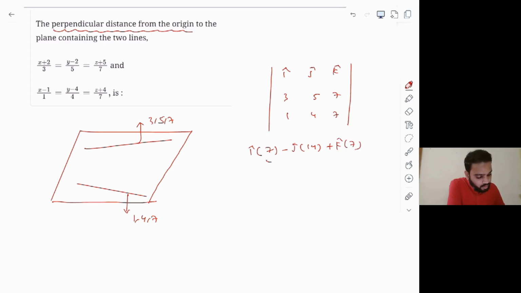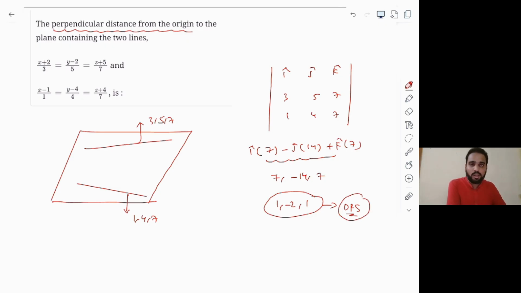So if you look at the coefficients of i, j, k, which are clearly 7 comma minus 14 comma 7, and if you want you can divide this by 7 and take the DRs as 1 comma minus 2 comma 1, because what we need is the proportions, right? You can divide by 7, and the result is what? 1 comma minus 2 comma 1. And what are these representing? The coefficients of i, j, k actually? They are nothing but the DRs of the normal to the plane. So successfully we have obtained the DRs of the normal.